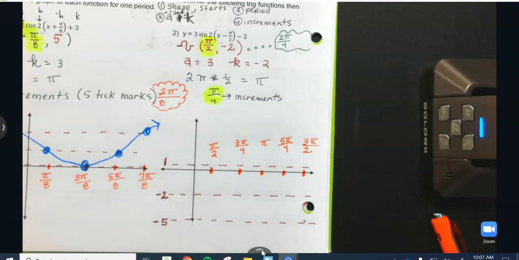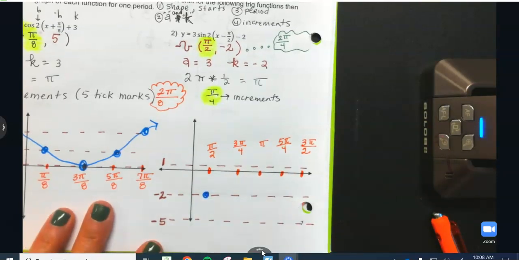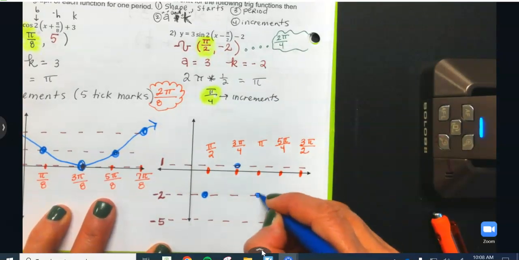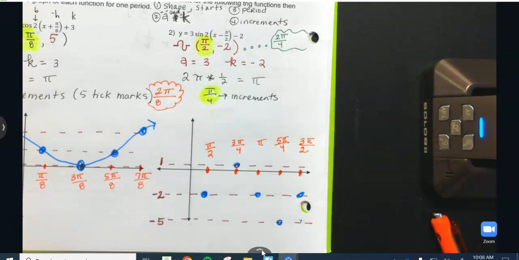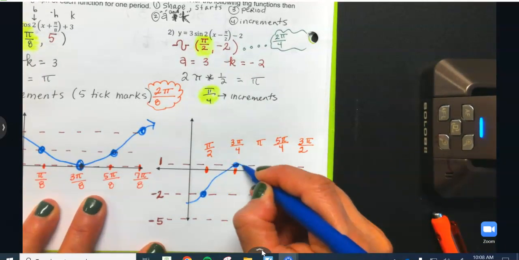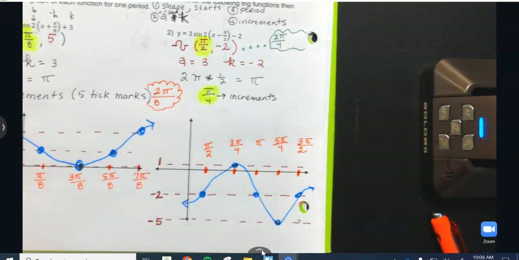All right. We're ready to get started here. Remember, this is a sine function. It starts in the middle. It's a positive sine function, so it goes up from there, and then it starts climbing down. Then it goes back to where it started.